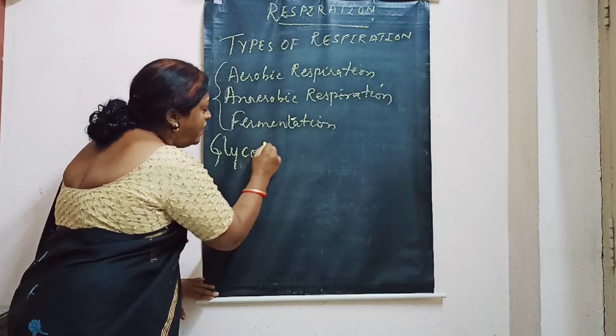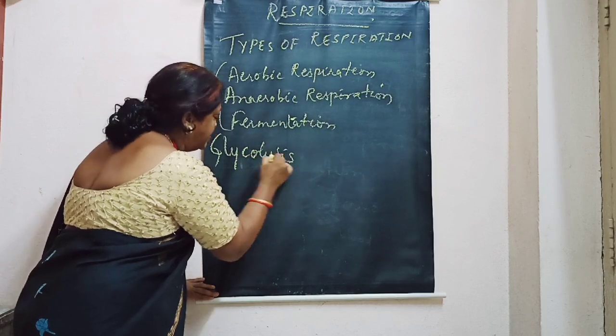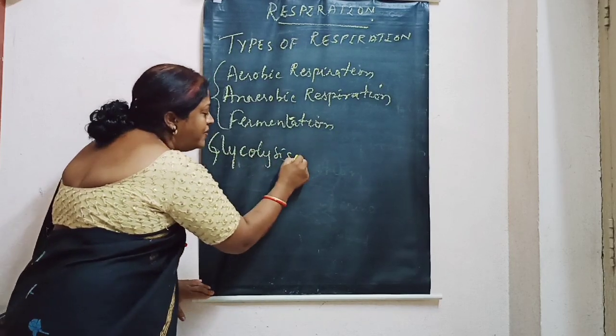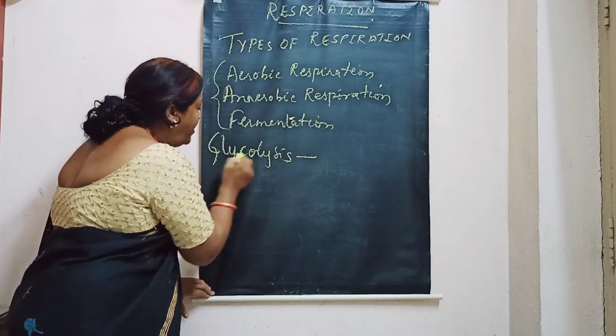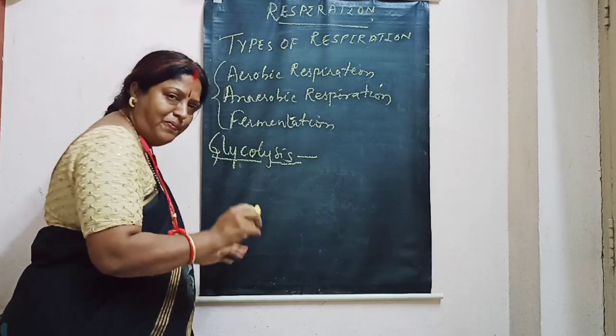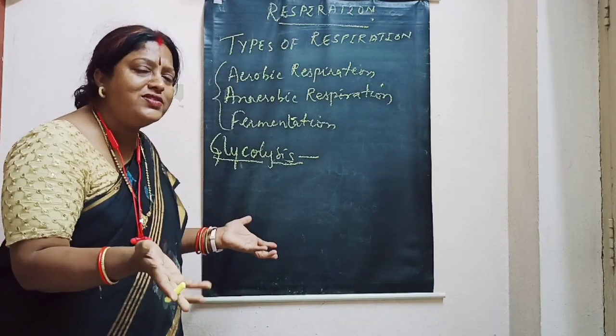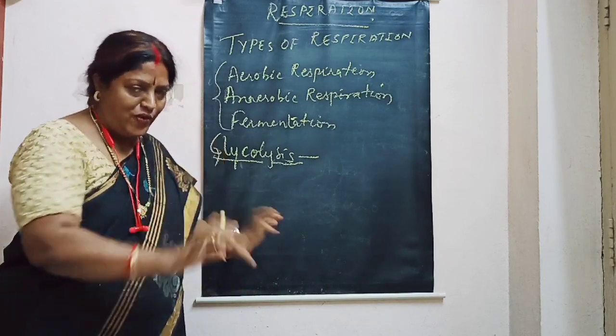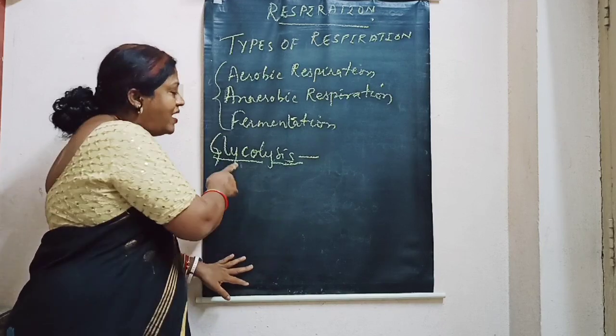Okay, glycolysis is the first step. This word can be split: glyco means glucose and lysis means breaking. So what is glycolysis? Nothing but breaking of the glucose molecule.